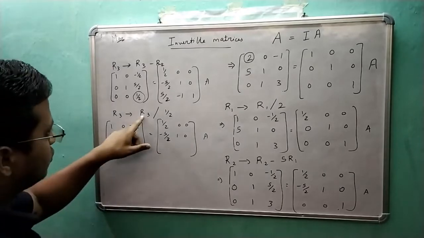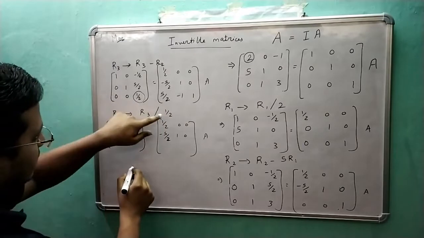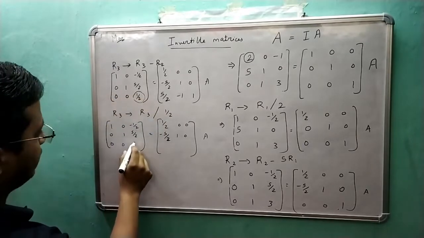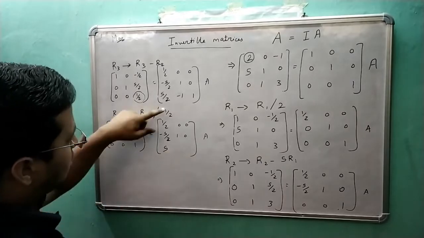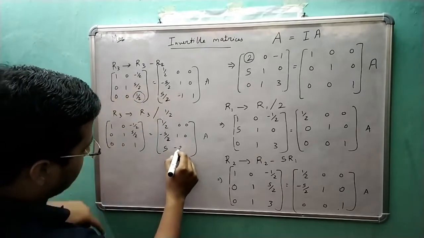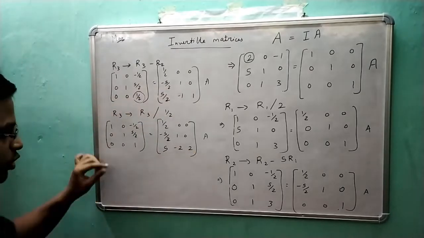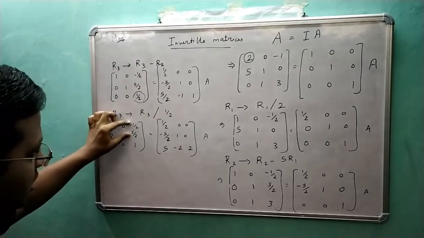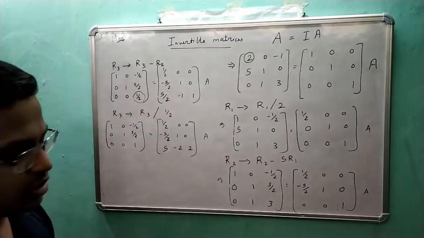So R3 changed to R3 by half. So 0 divided by half is 0, 0 divided by half is 0, half divided by half is 1, 5 by 2 divided by half is 5, minus 1 divided by half is minus 2, 1 divided by half is 2. Now using this one, we have to make the other two elements 0. So how to do that? Let us follow the same procedure.